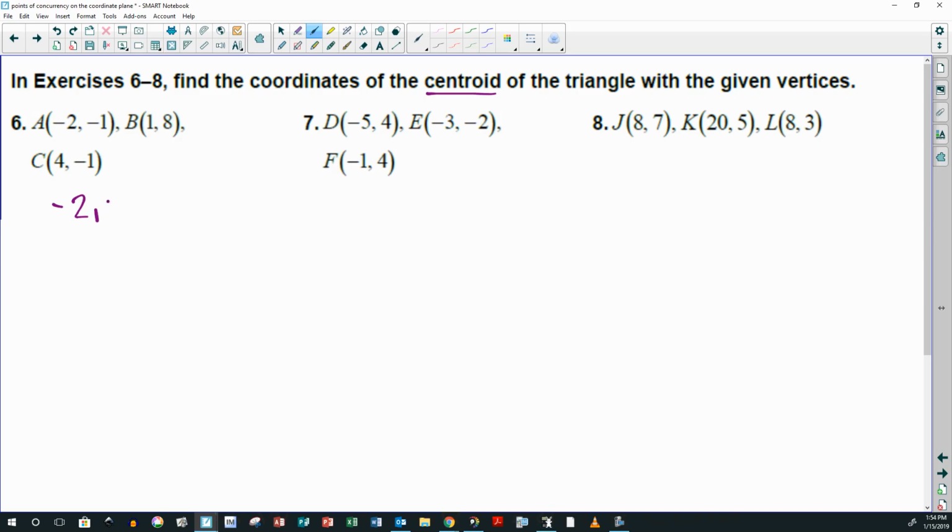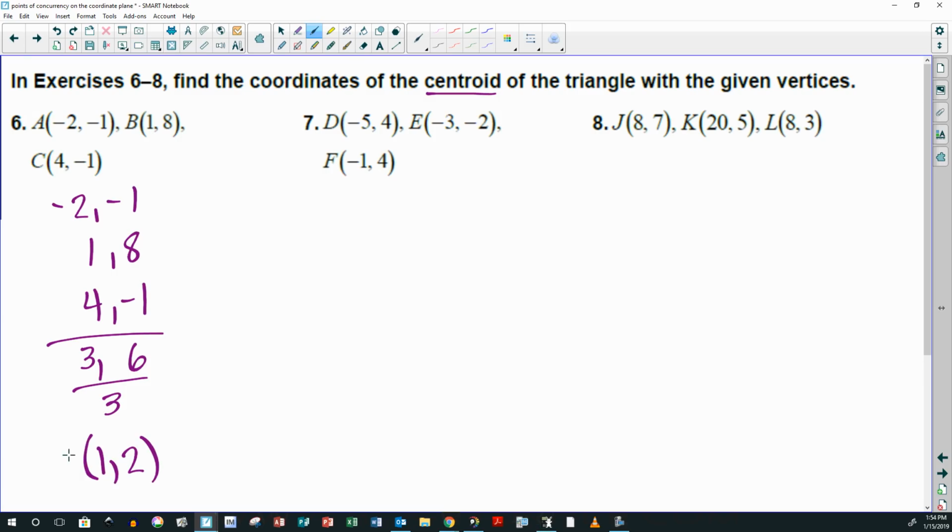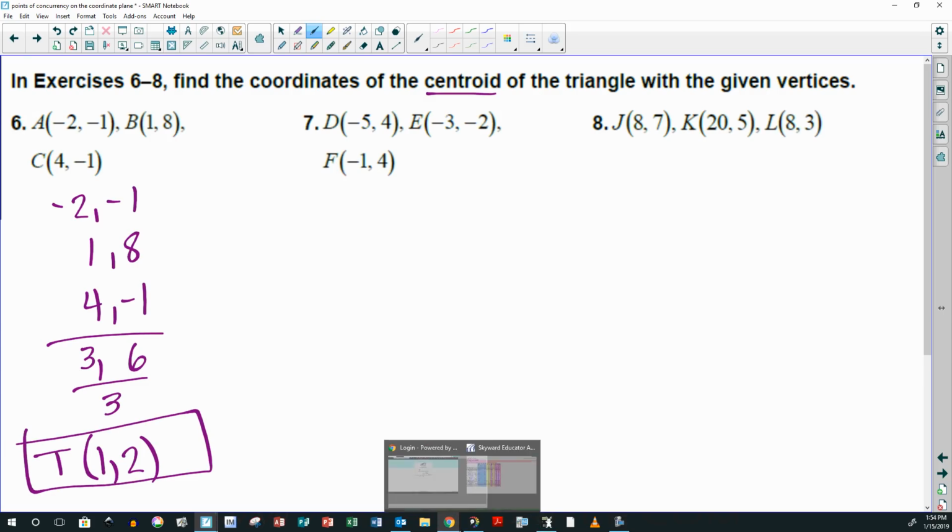So you take your 3 points, -2, -1, 1, 8, and 4, -1. Add them together. 4 plus 1 is 5. 5 minus 2 is 3. 8 minus 2 is 6. Now divide by 3. 3 divided by 3 is 1. 6 divided by 3 is 2. There is your centroid. I'm going to call it T. Wow. That's all you got to do.